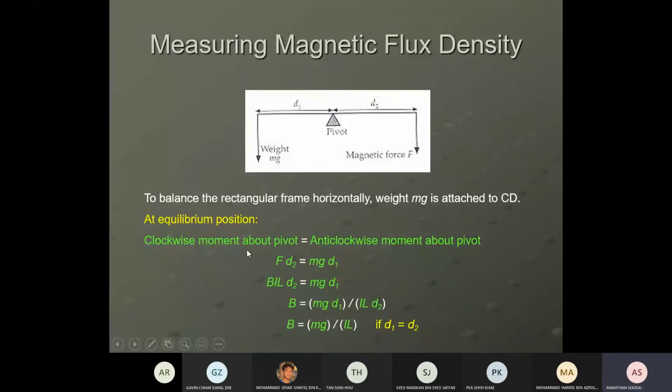So this is the idea I told you just now. They use the moment technique. Weight times D1 equals magnetic force times D2. For the magnetic force, we just put BIL because we make sure the magnetic field is perpendicular to the current.